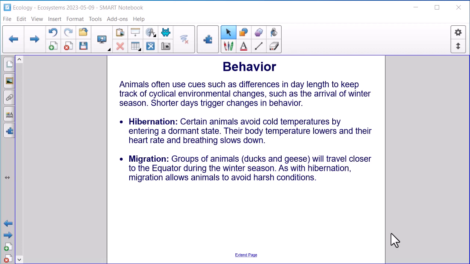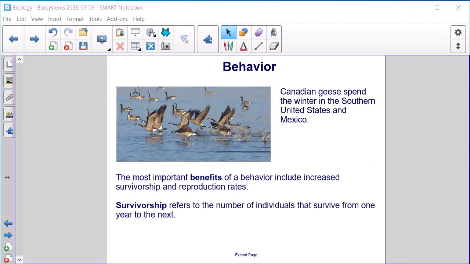Migration. Groups of animals, ducks and geese, will travel closer to the equator during the winter season. As with hibernation, migration allows animals to avoid harsh conditions. Canadian geese spend the winter in the southern United States and Mexico, as an example. The most important benefits of a behavior include increased survivorship and reproduction rates. Survivorship refers to the number of individuals that survive from one year to the next.